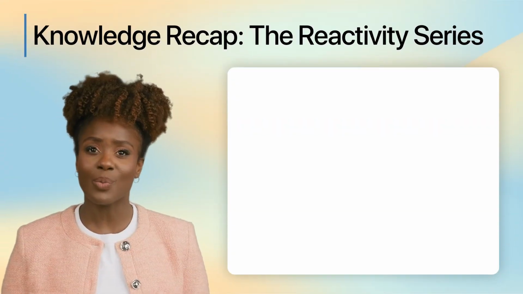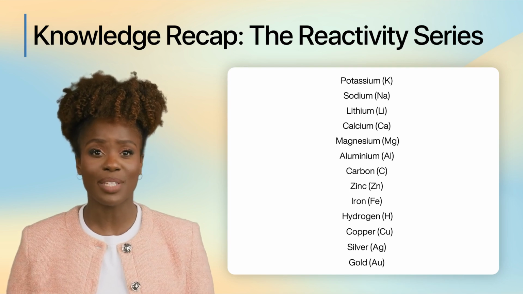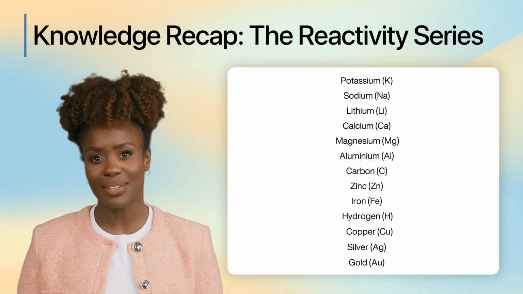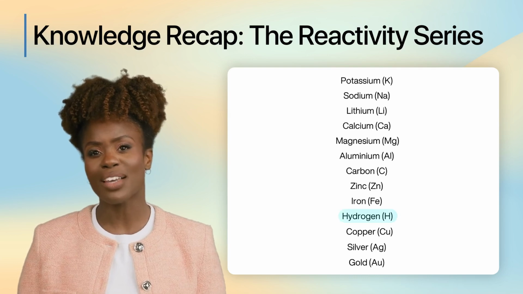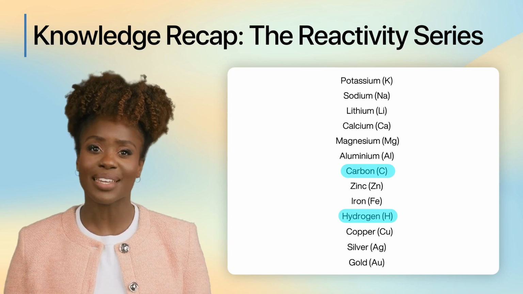So far, we've talked about the reactivity series, a powerful tool for explaining various chemical changes. You've become familiar with the order of metals based on their reactivity. Let's delve into why hydrogen and carbon, both nonmetals, are included in the reactivity series and how they are relevant.